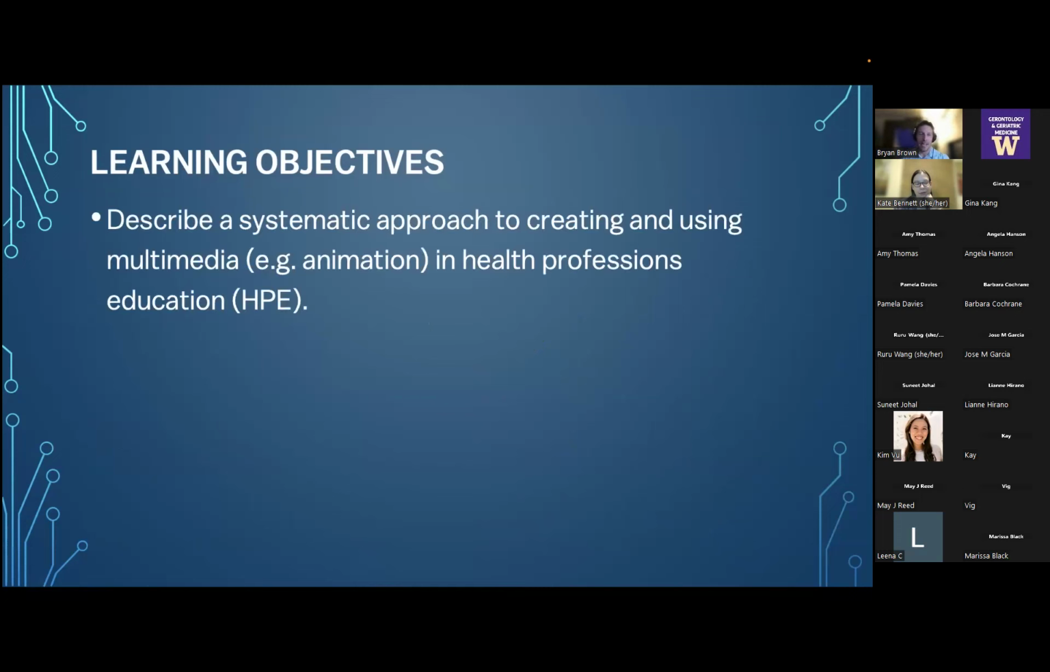So our learning objectives today. I want you to come away being able to describe a systematic approach to creating and using multimedia, such as animation in health professions education.